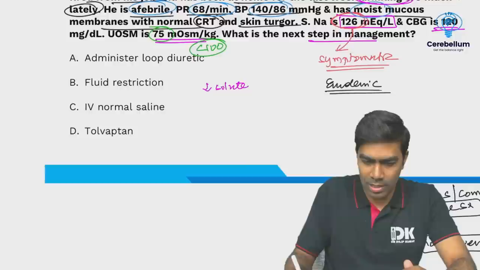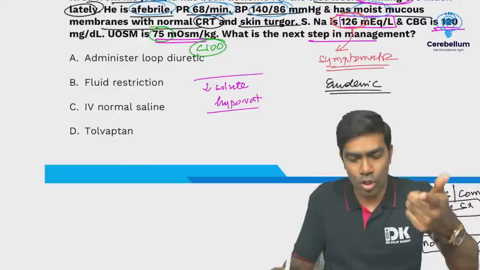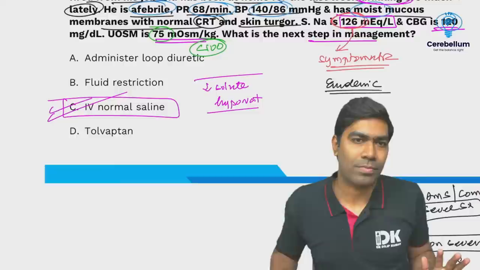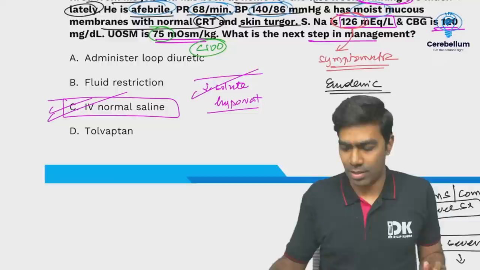So what is the treatment? Give solutes, IV normal saline. That's the right answer. Are you understanding or not? Here you're going to give IV normal saline, replace the solutes. Fluid restriction I would have done if I'm thinking about SIADH.